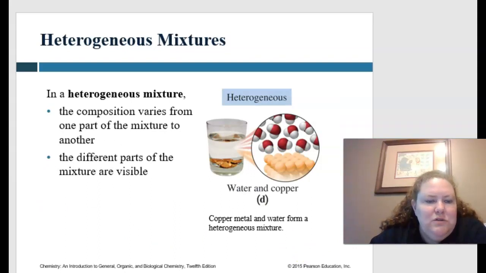Moving on to heterogeneous mixtures. This is a composition that varies from one part of the mixture to another, and the different parts of the mixture are going to be visible. So if we look at copper pennies in a cup of water, you can see that they're very distinct. The copper metal and the water are heterogeneous. Homo, remember, was the same. Hetero is going to be opposite. So you can see that they're distinctly different.